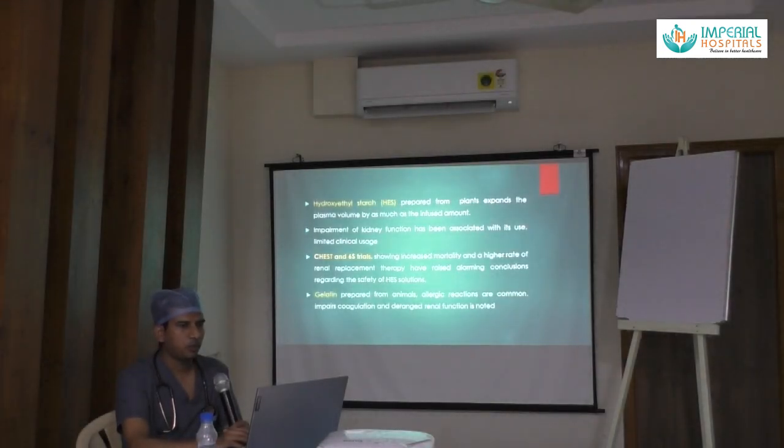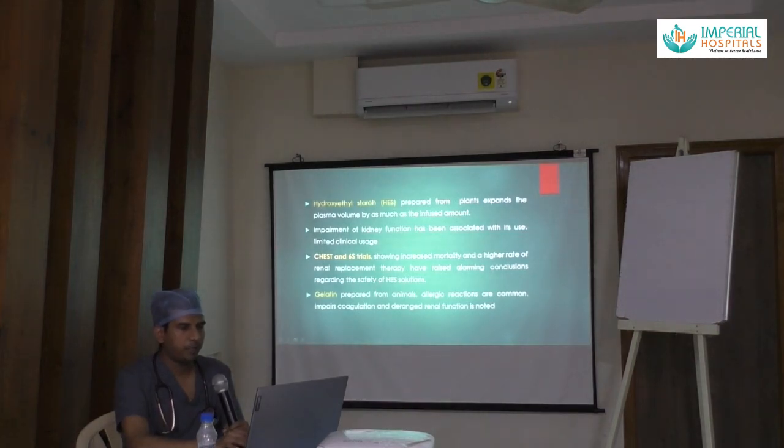Coming to synthetic colloids, they are like starch. It is prepared from plants and expands the plasma volume as much as the infused amount. It impairs kidney function and has limited clinical uses. Large trials like the CHEST trial and SUCCESS trial showed increased mortality and a higher rate of renal replacement therapy, which raised alarming conclusions regarding the safety of HES solutions.